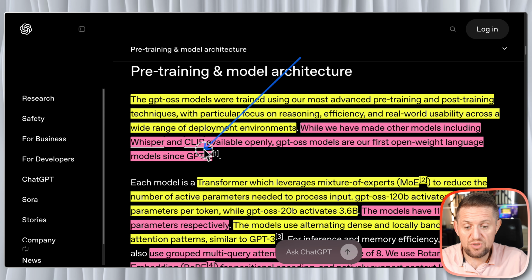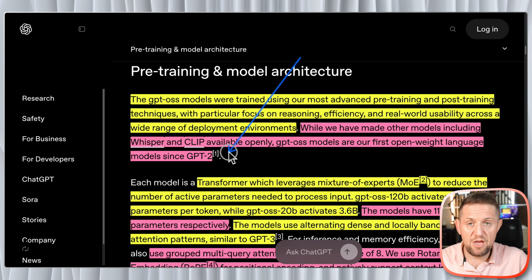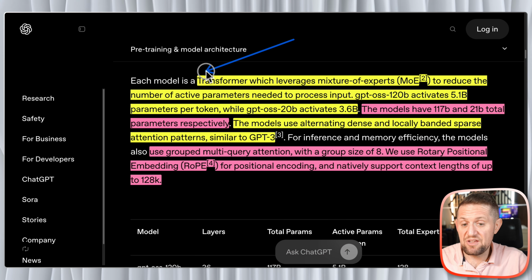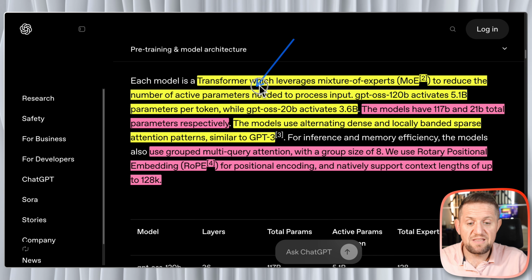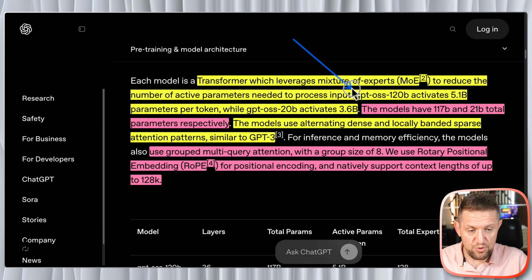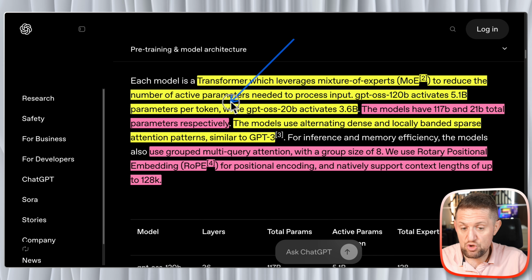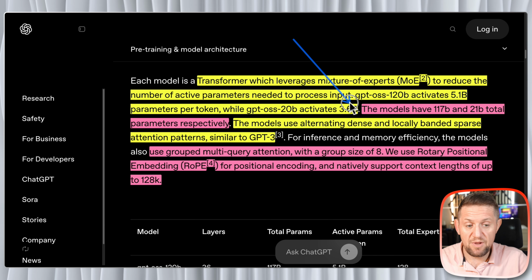So as I told you, since GPT-2, this is the first open weight model by OpenAI. Now here is a little bit more detail on how they architected these models. Each model is a transformer which leverages mixture of experts to reduce the number of active parameters needed to produce input. The 120B model activates 5.1 billion parameters per token, while the 20B activates 3.6 billion parameters per token.